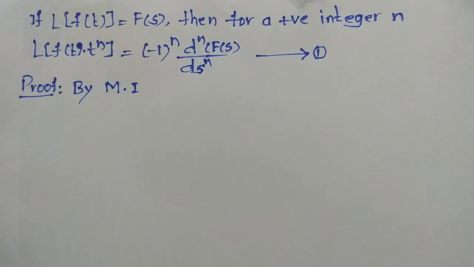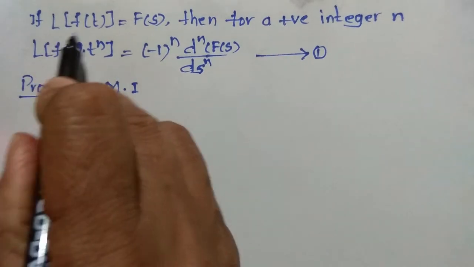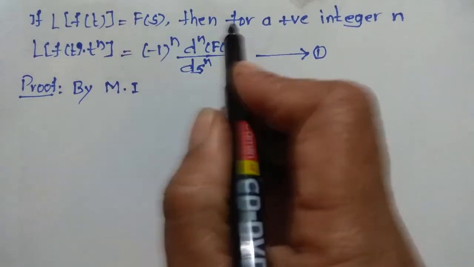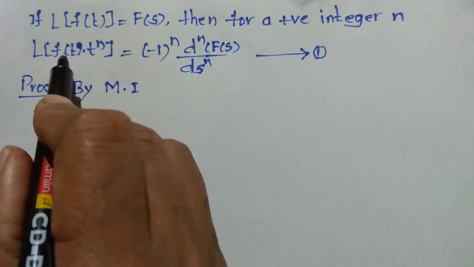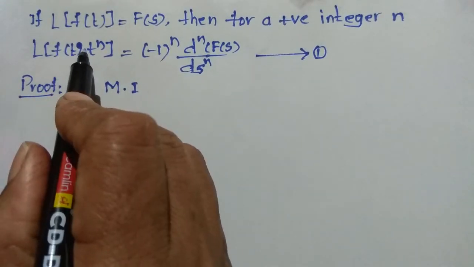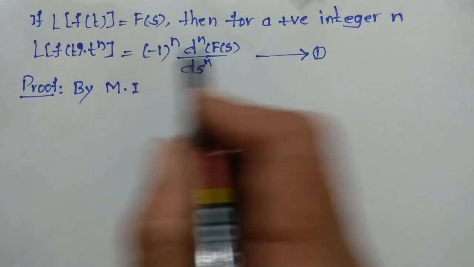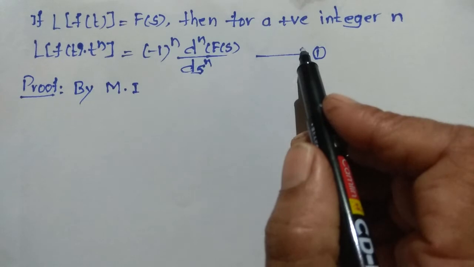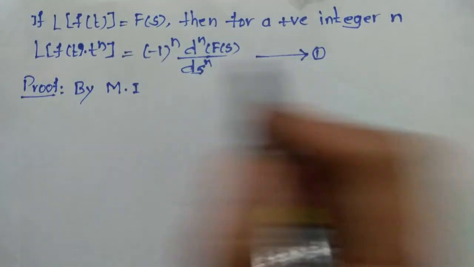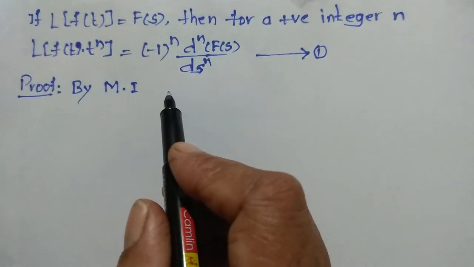For today's class, we'll see one of the results of Laplace transform. That is, if Laplace of f(t) is equal to F(s), then for a positive integer n, Laplace of t raised to n into f(t), or f(t) into t raised to n, is equal to (-1)^n times the nth derivative of F(s). We'll name this as equation 1, and we'll prove this statement by mathematical induction.